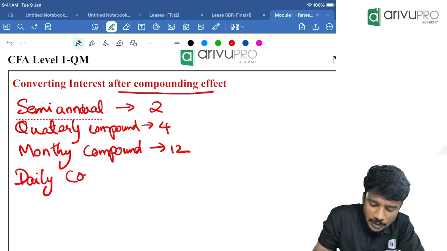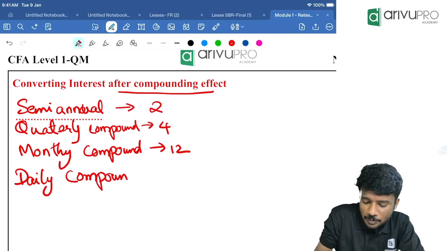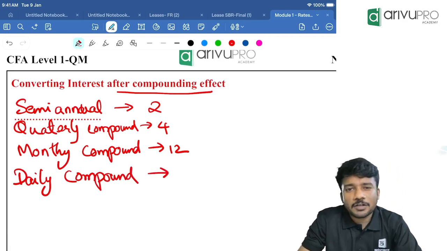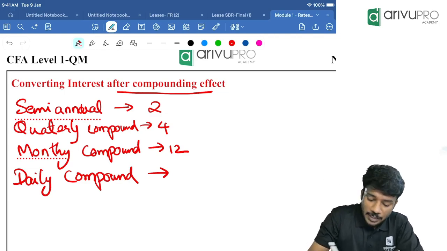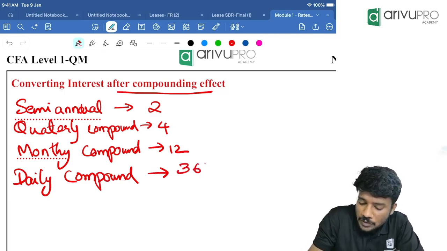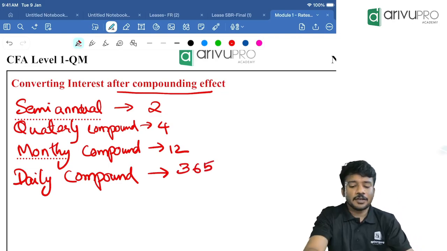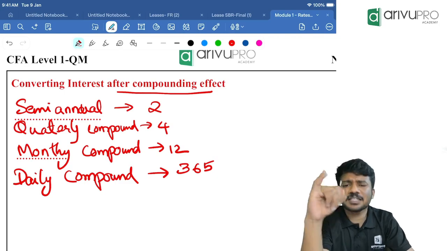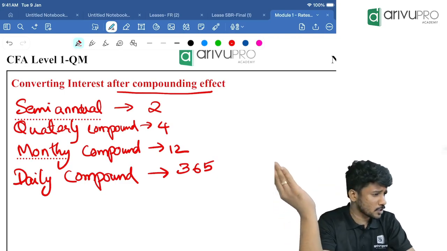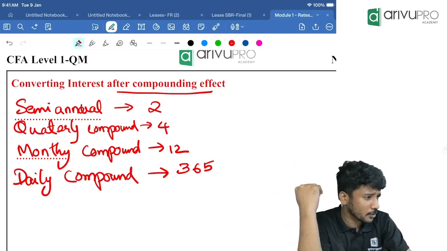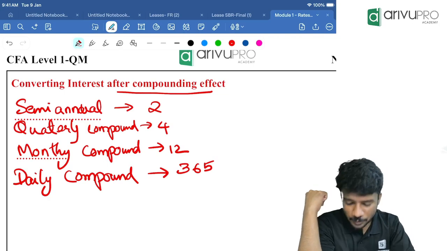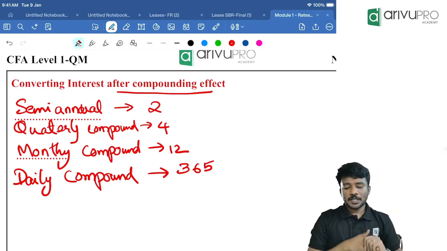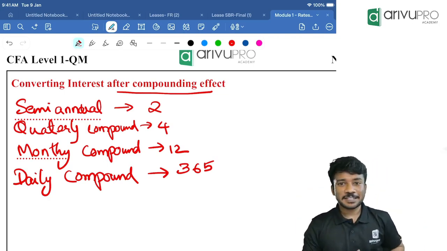Then there is daily compounding. Daily compounding is important because we will use it in one of the questions. So for daily compounding, there will be 365 days. Every day it will get compounded. Why 365, not 366? Usually it is a non-leap year only. That's why we are taking the n value as 365. Now, we need to find the effective rate of interest.